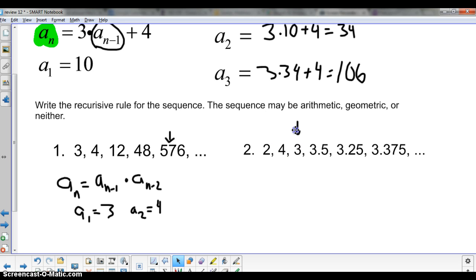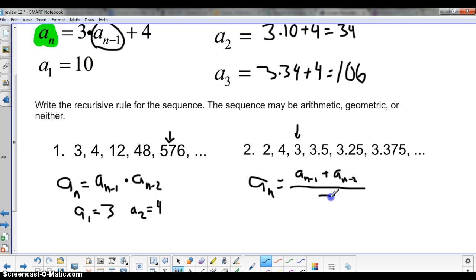So I'm going to skip over now and start at 3. How do I get 3 using these previous two numbers? Well, 2 and 4, 3 is in the middle of 2 and 4. So is it the middle number? Okay, what's in between 4 and 3? Oh, 3.5. What's in the middle of 3 and 3.5? Oh, 3.25. So it's almost like we're averaging. All right, so I would say a sub n equals, you add up the two previous terms, and then you divide by 2.